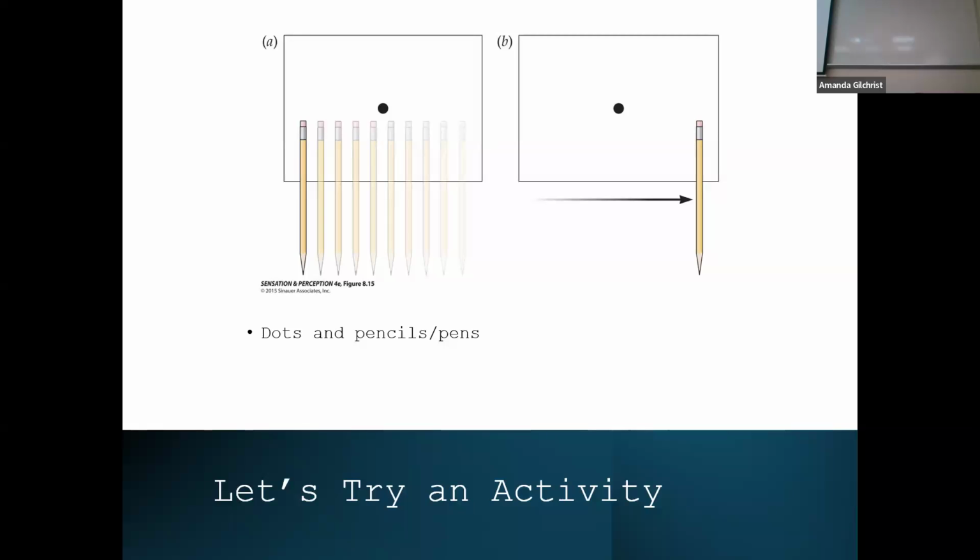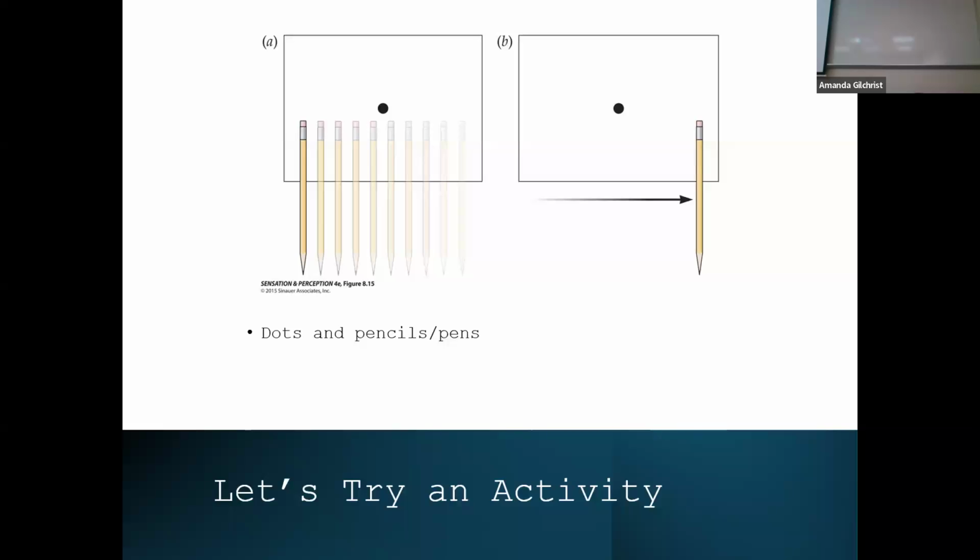So the first time you do this, I want you to focus on the dot. The second time that you do this, I want your eyes to actually follow your pencil or your pointy object. So drag your pen across the paper like this. The first time that you do it, focus on the dot. Keep your eyes on the dot as you move your pencil across the paper. The second time that you do this, your eyes should follow the pencil instead of being focused on the dot, okay?